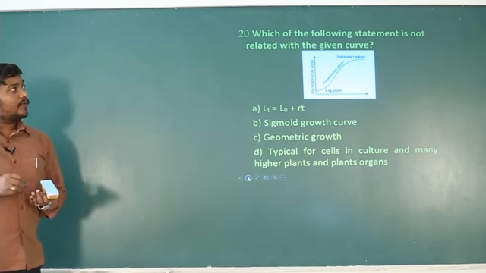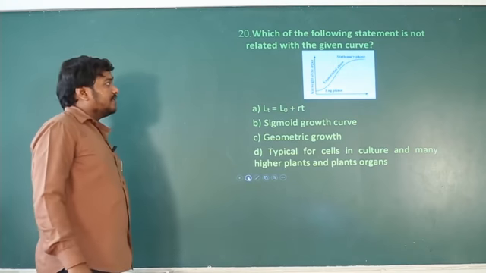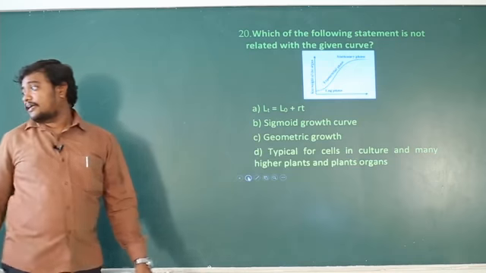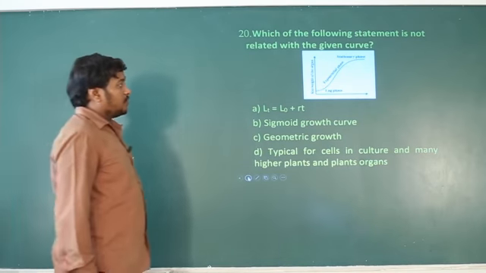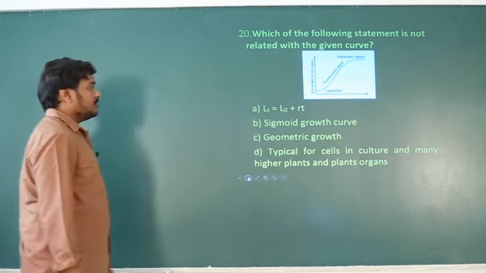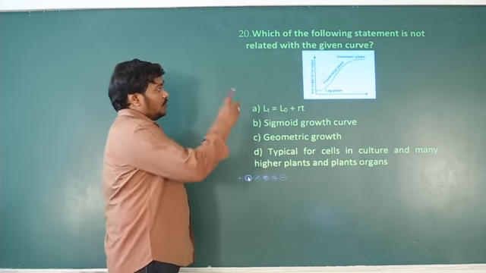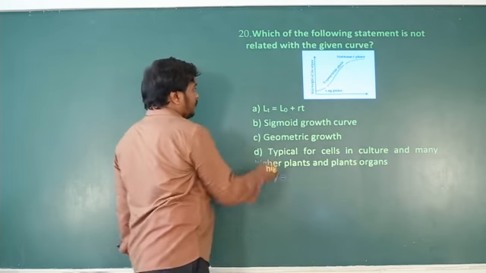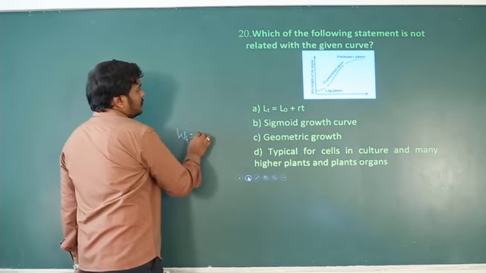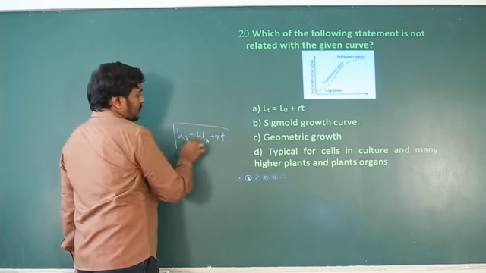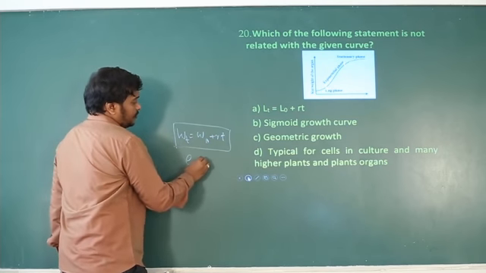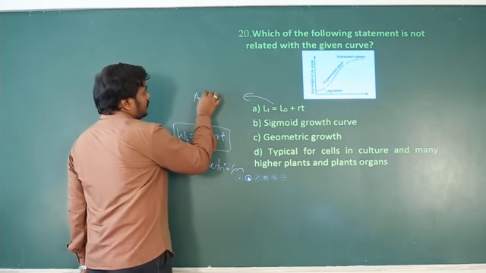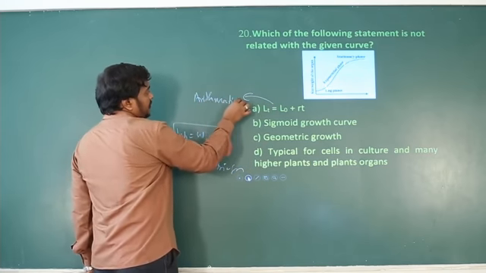Okay, so which of the following statements is not related with the given curve? LT equals L0 plus RT. So sigmoid growth curve, geometric growth, typical for cells in culture and many higher plants and plant organs. Whatever is shown is a sigmoid curve. So it has a lag phase, a log phase and a stationary phase. For this the formula is W1 equals W0 e to the RT. This equation is for geometric growth, whereas this is for arithmetic growth.